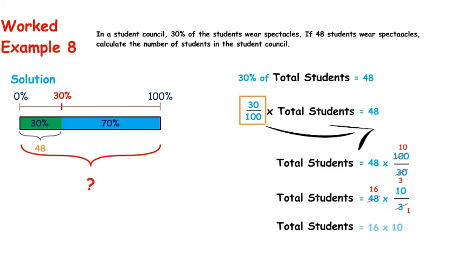16 times 10 equals 160. There are total 160 students in the Students' Council.